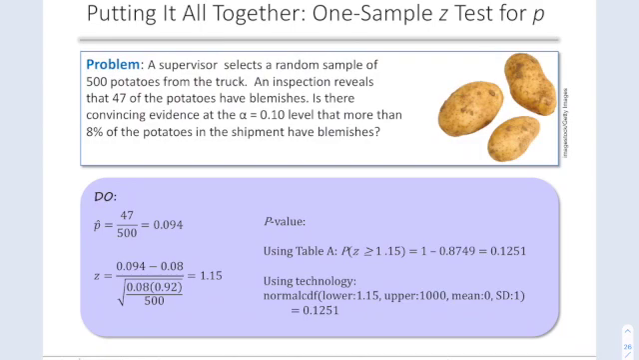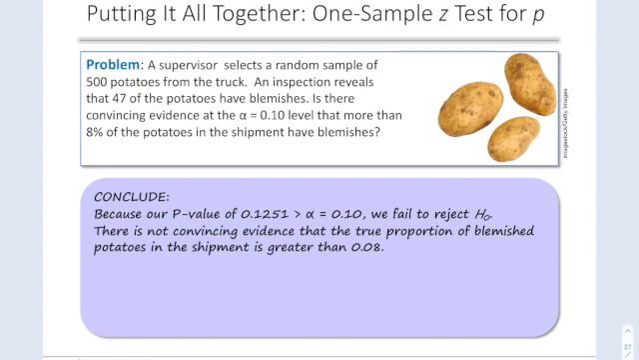So this is the do part of the 4-step process. The sample statistic is 47 out of the 500, so 0.094. Now we move on to calculating the test statistic. You can do so by using the formula or your calculator. So using the formula, the statistic comes out to 1.15. Then when you go into the table, that becomes a p-value of 0.1251. Or using your calculator for the entire part, you get a p-value of 0.1251.